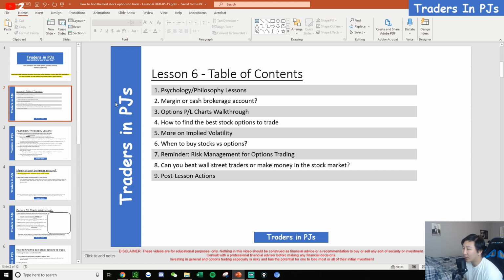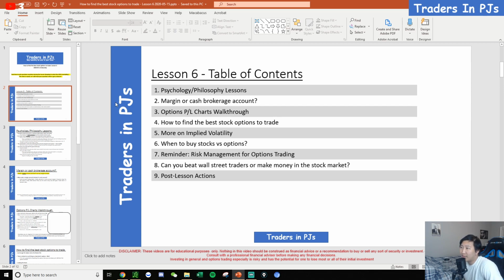And then we'll go through the options P&L, which means profit and loss charts, walkthrough. In my last lesson, in lesson 5, I tried to take a shortcut by using Tasty Trade's beautiful charts, but what I realized is I almost did you guys a disservice, because I realized I made a mistake halfway through an example, because the profit and loss chart was not drawn correctly. So I'm going to teach you guys how to draw a profit and loss chart for a long put, a long call, a short put, a short call, really quickly here.